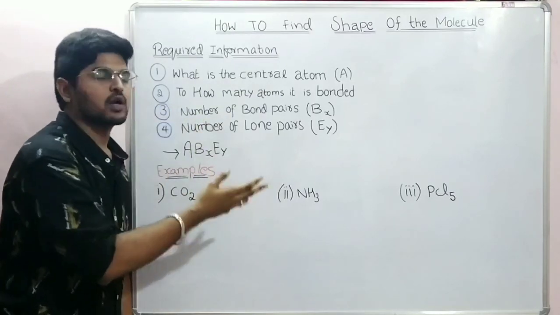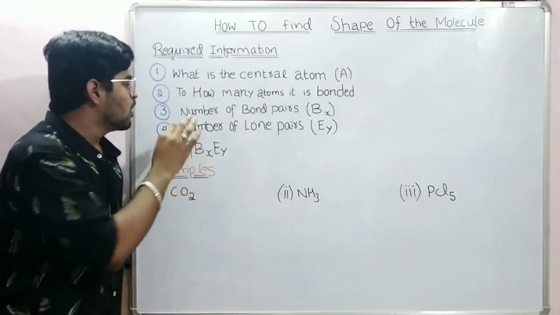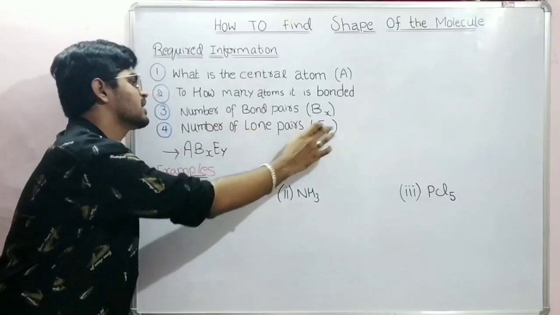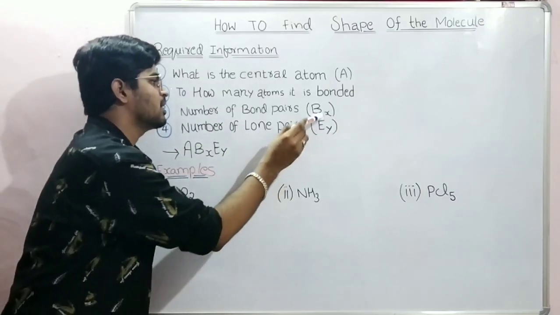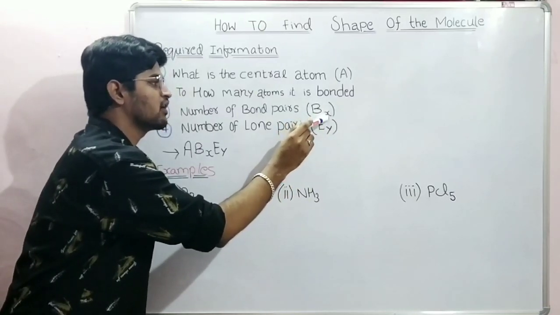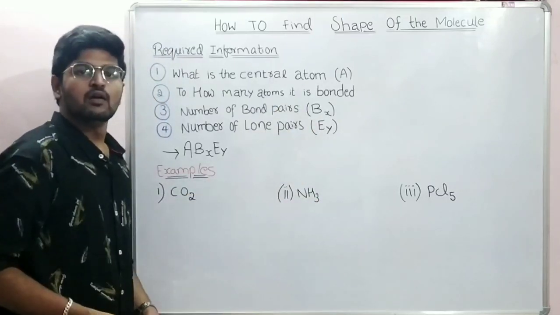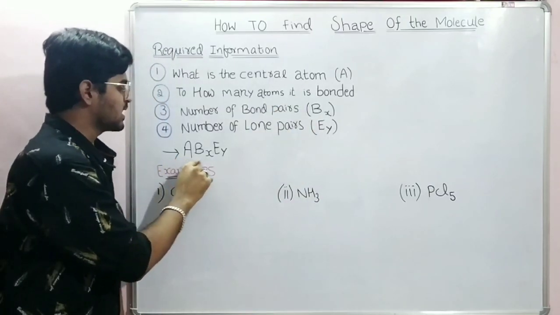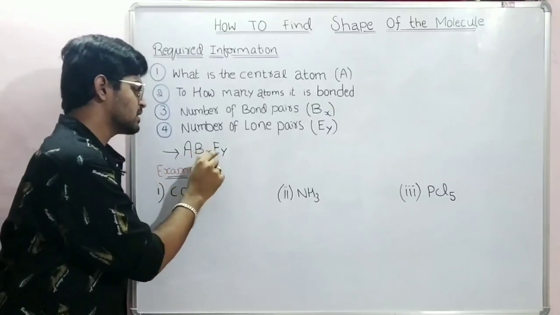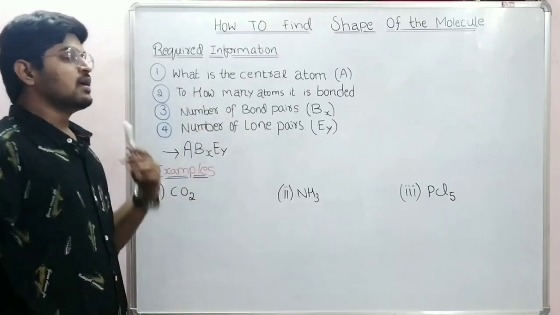Third is the number of bond pairs. By knowing the second piece of information, we will come to know how many bond pairs and how many lone pairs are present. Those are represented by B x and E y. B means bond pairs, X means number of bond pairs, E means empty pairs or lone pairs, Y means number of lone pairs. It is represented as AB_xE_y, where A is the central atom, B is bond pairs, E is lone pairs, X is the number of bond pairs, and Y is the number of lone pairs.